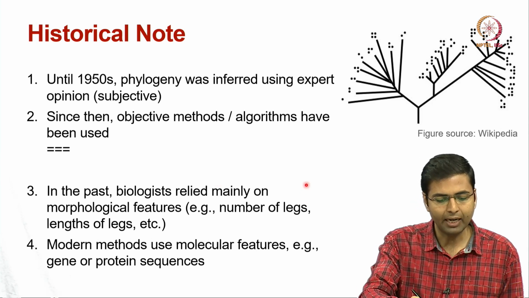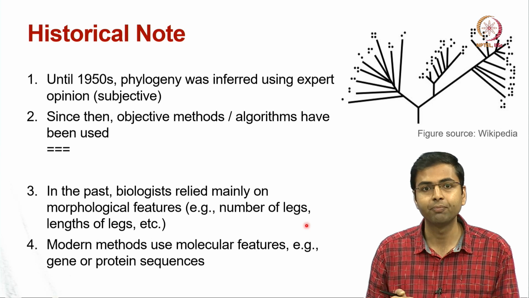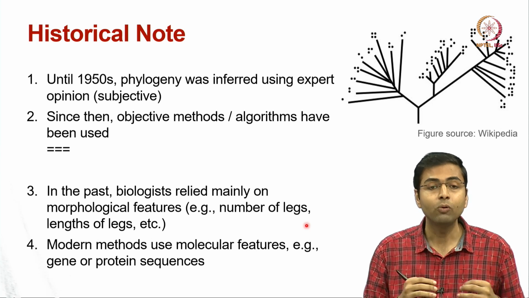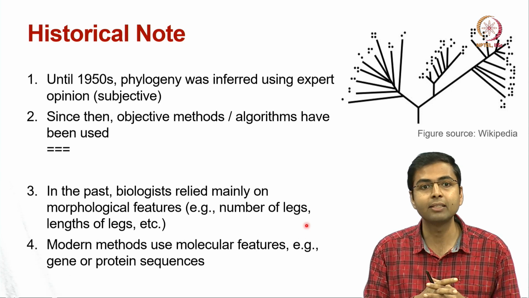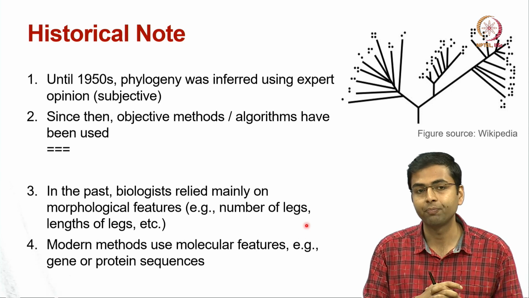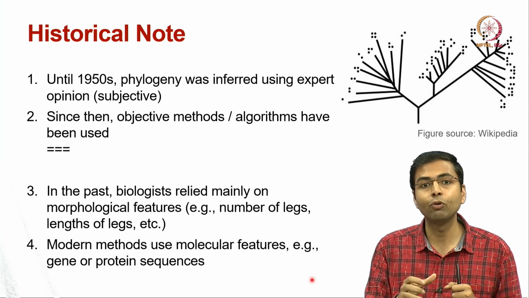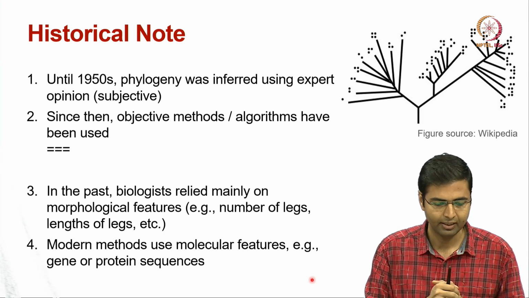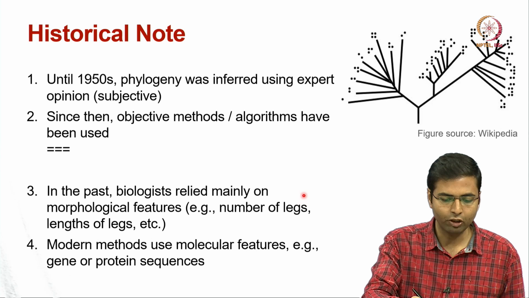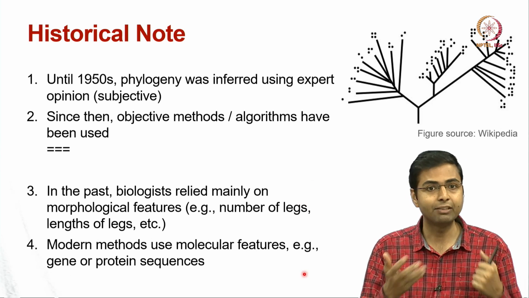In the past, biologists would mainly rely on morphological features such as number of legs, lengths of legs and so on. But now the modern methods use molecular features, for example gene sequence, protein sequence or RNA sequence, because these sequences give a more detailed and exact view of the traits that the organism has. One can also use a combination of both, morphological features as well as molecular features. We will talk about this.